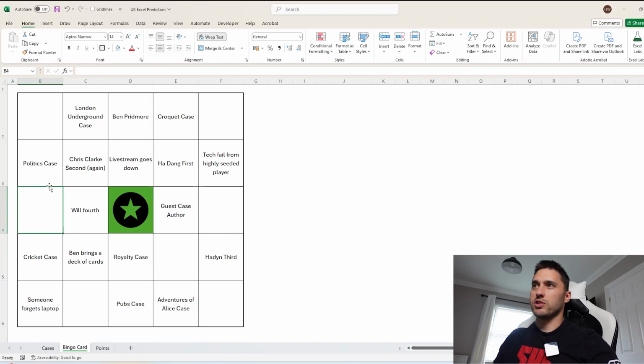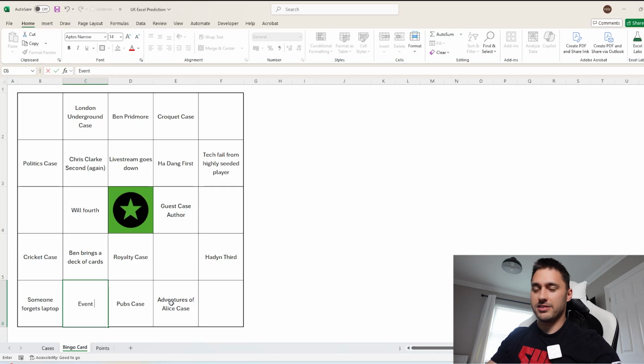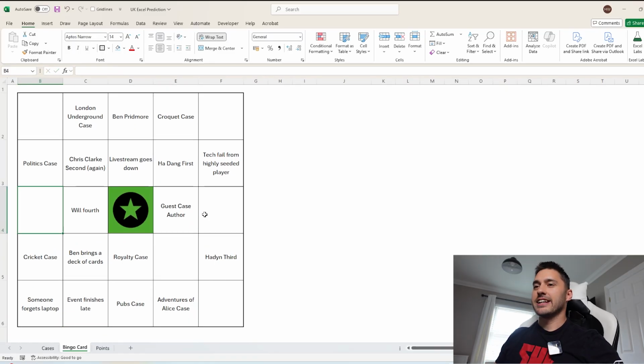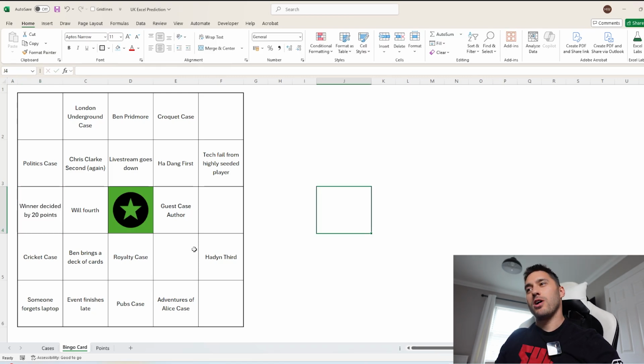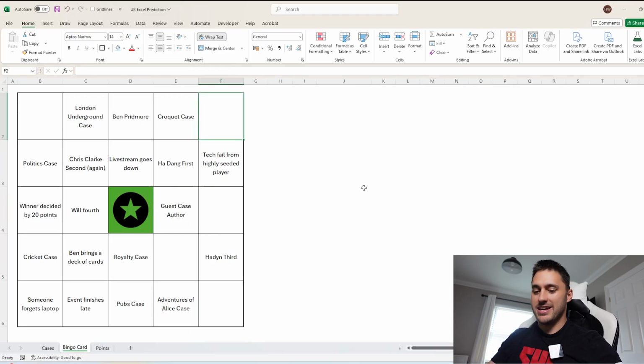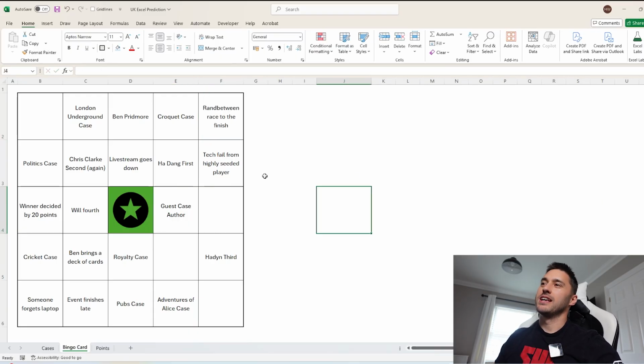We have seven spots left to fill, and then I'm going to try and rearrange this so that no matter what kind of case comes up, you can always potentially fill a line or column or diagonal. So let's have a think about this. Another prediction: the event will finish late. That's got to be on the cards. Event finishes late. Next, let's say winner decided by less than, let's say, 20 points in one of the rounds. We've got to have something for a round between in there. So let's put a round between race to the finish.